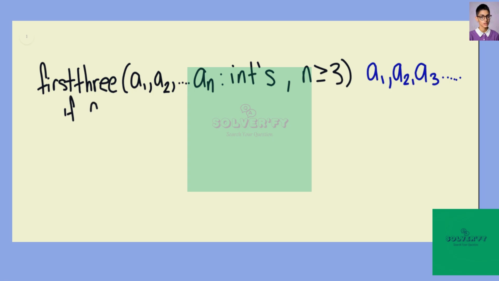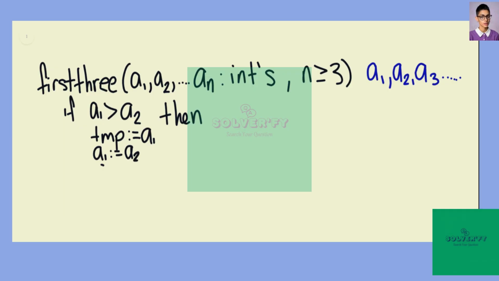So we'll say, well, if A1 is greater than A2, so that would be the wrong order, then we want to interchange them, right? So to interchange them, we'll create a temporary, so TMP for our temporary variable. So we'll set that equal to A1. We'll set A1 equal to A2, and then we will reset A2 equal to the temporary value, right? So we've just switched their values here.